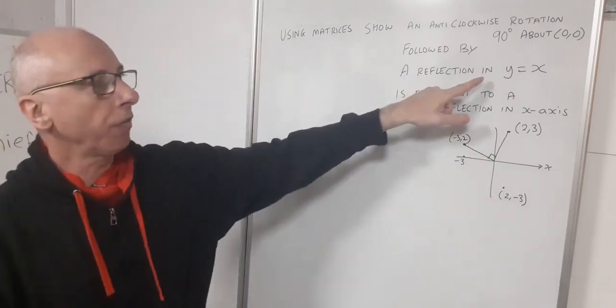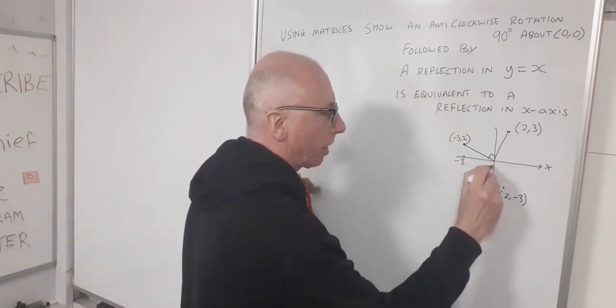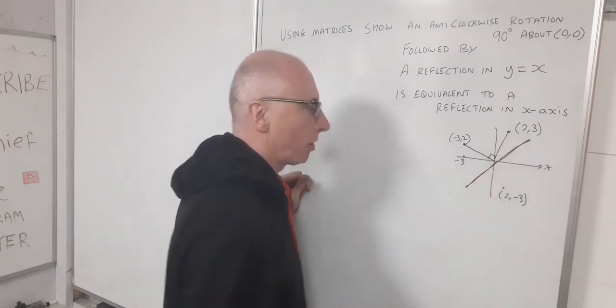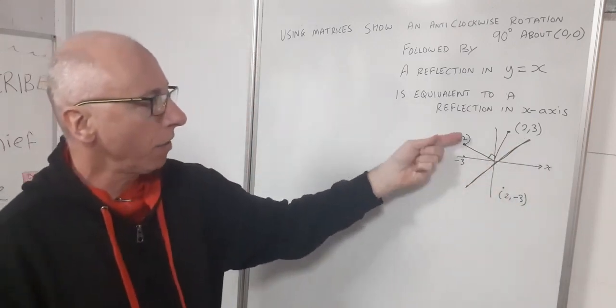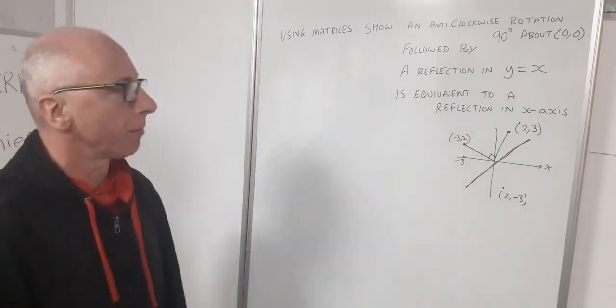And then what I want to do is reflect it in the line y equals x. So if I then reflect it in this line here, y equals x, just missed the origin a little bit, but that's fine. If I reflect that in that line, that will bring me to my (2, -3).